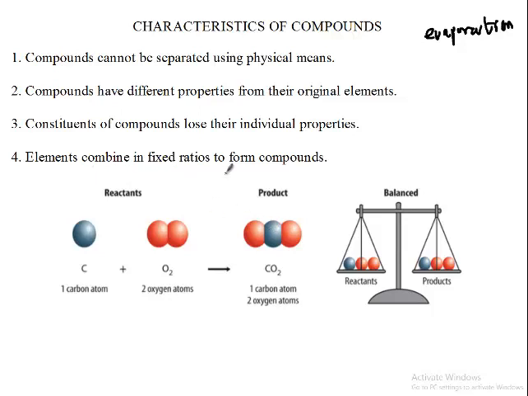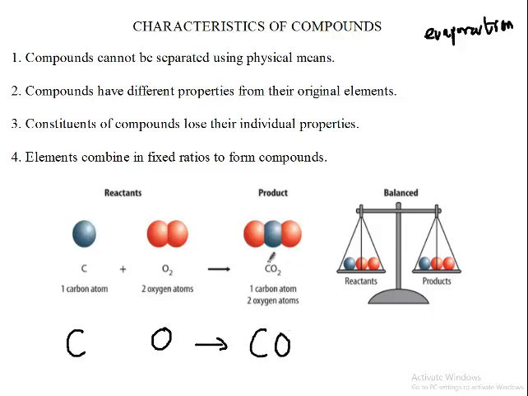Elements combine in fixed ratios to form compounds. Here, when you have one carbon reacting with two oxygens, you are always going to get carbon dioxide. When you have one carbon reacting with one oxygen, you are going to get carbon monoxide, which is different from carbon dioxide.